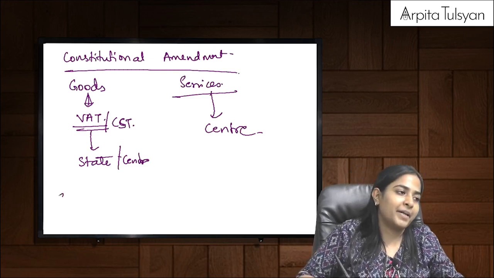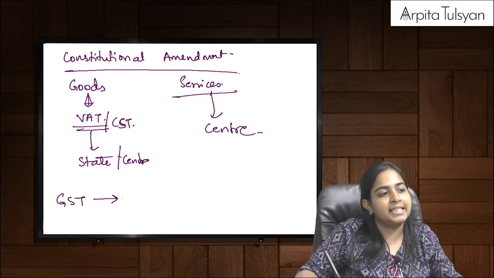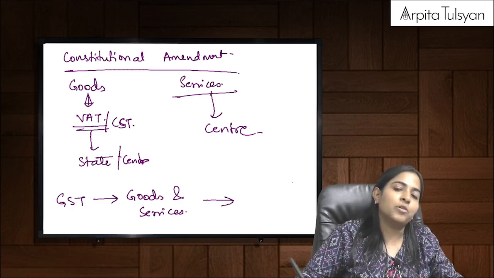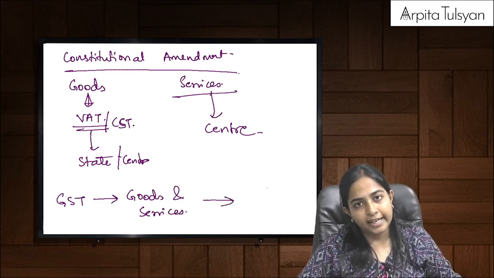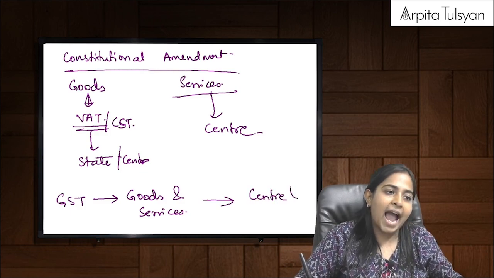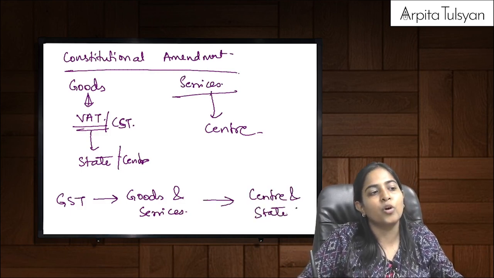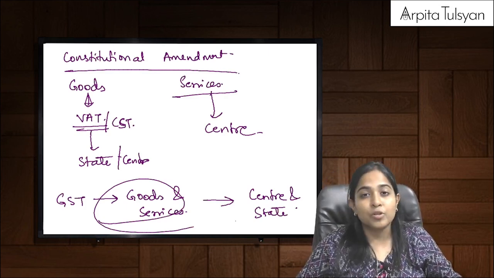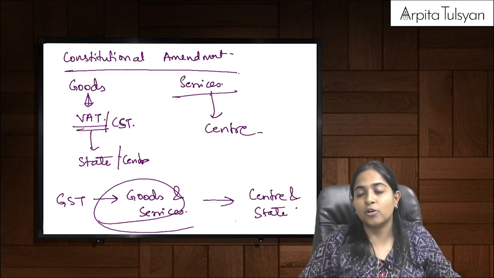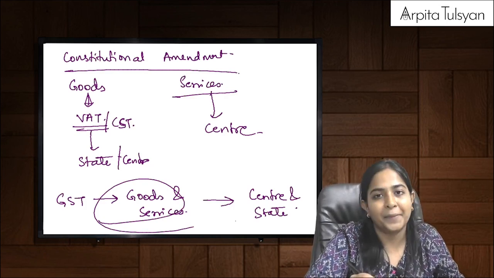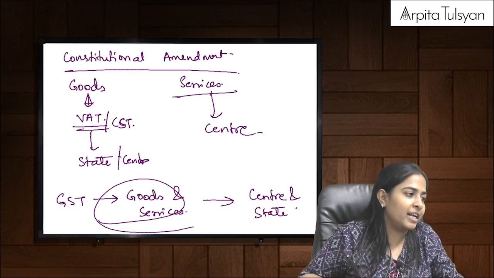Now what has happened in case of GST? GST is applicable on both goods and services, right? And who has the power? Who has the right here? Both the center as well as the state have the rights to collect taxes on both goods and services. This was not there in the constitution earlier. So they had to make this constitutional amendment, right? This we have already discussed.